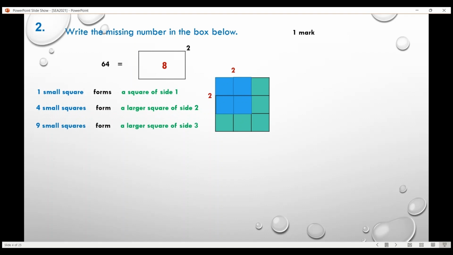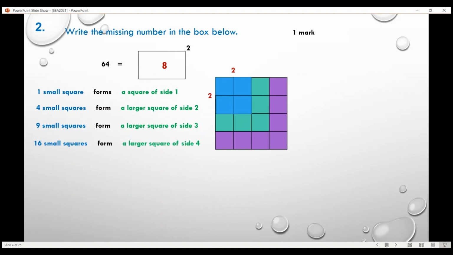And if we add 3 to the right and 3 and 1, 4 below, so we'll have them in a different color, then what happens? We have a larger square again. 9 and we added 3, that's 12 and 4, 7, right? So 9 and 7 is 16. So 16 small squares form a larger square of side 4.